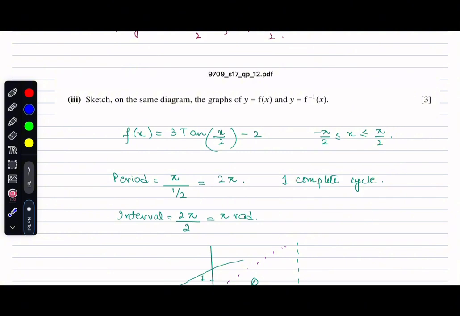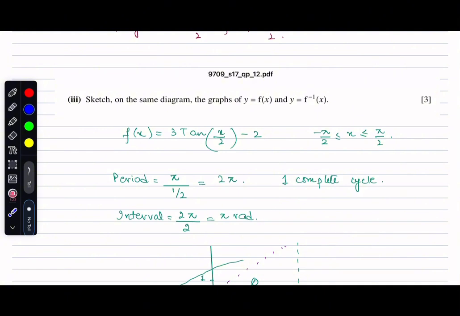Therefore, I should be dividing pi by the stretch factor, which is 1 by 2. So this becomes 2 pi, meaning now instead of pi, the period gets completed in 2 pi. The 2 quadrants for the tangent cycle now have an interval of 2 pi divided by 2. I'm dividing by 2 because for the tangent function, the cycle gets completed in 2 quadrants. So 2 pi divided by 2 gives pi radians, meaning the first interval has to be 0 to pi.